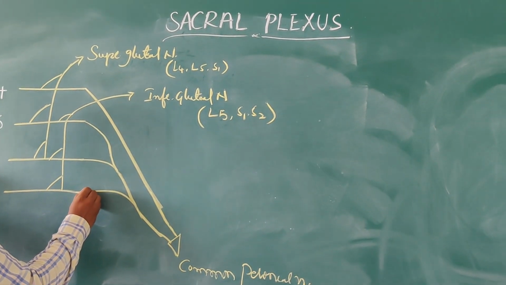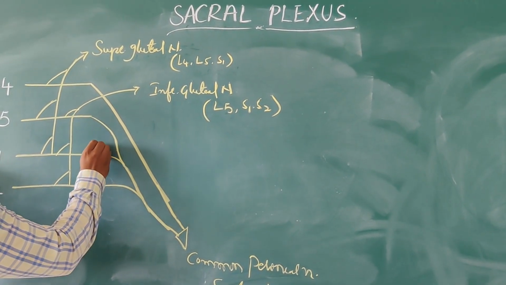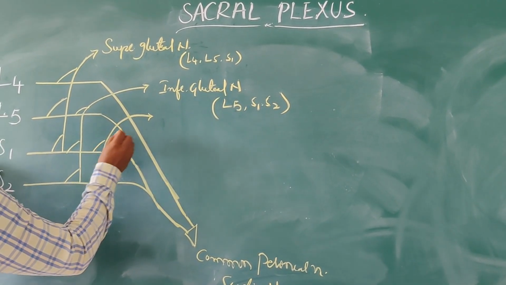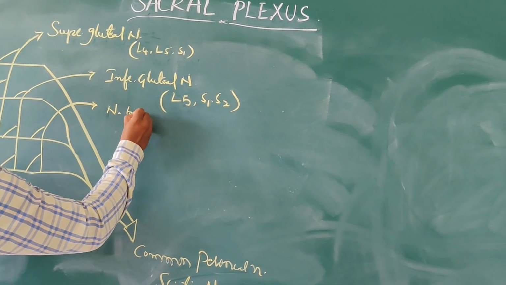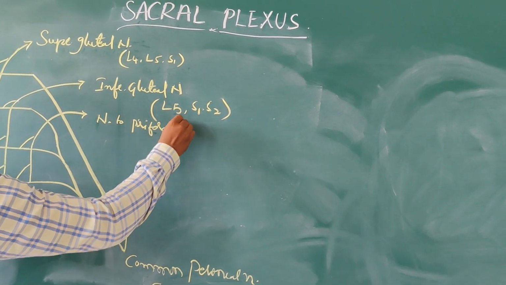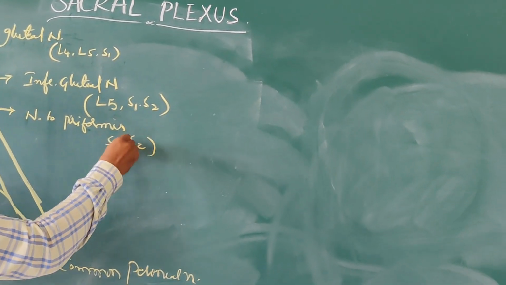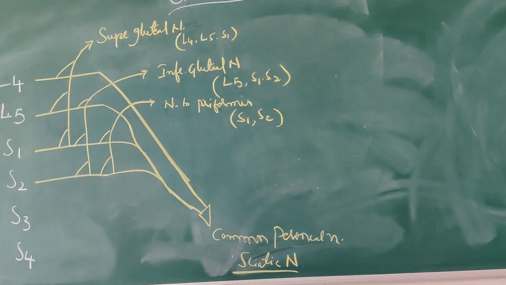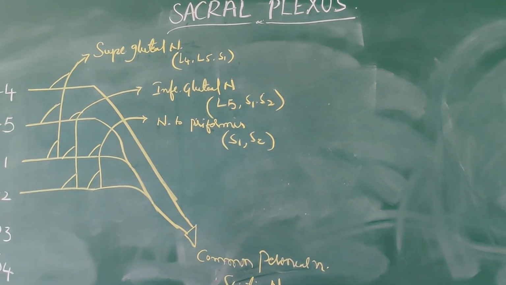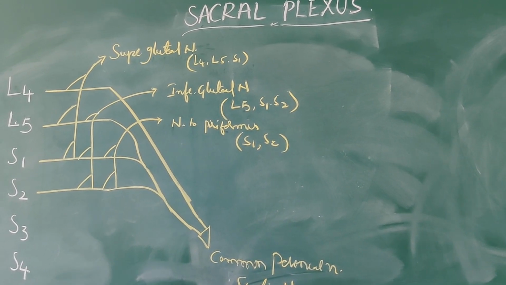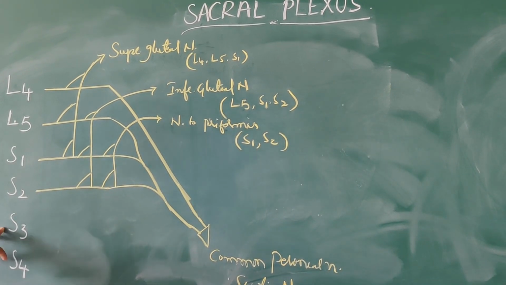Let me show you here. This is S2 and this is S1. So the nerve to piriformis arises from S1 and S2. Then we have the perforating cutaneous nerve. It arises from S2 and S3.